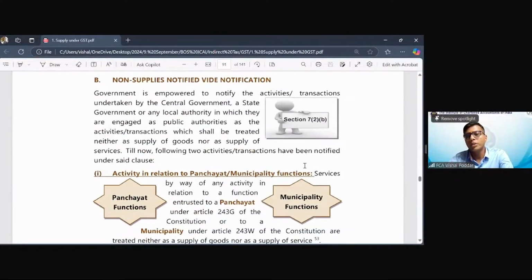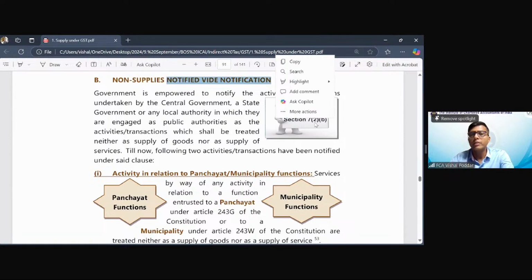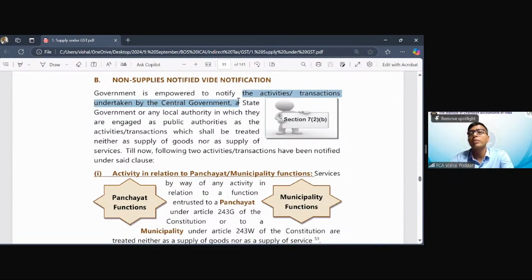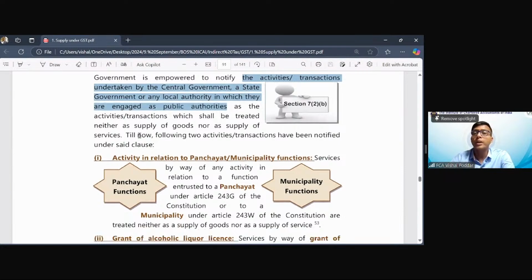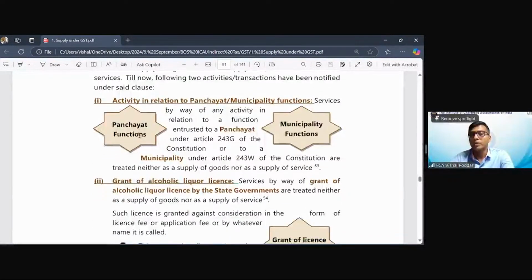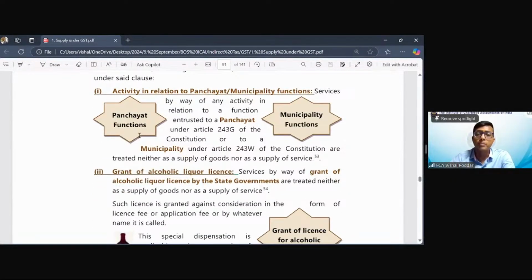Now, after Schedule 3, we go to the second item, which is no supply. It is the items which are notified by way of notification. This is covered in section 7(2)(b). And this mainly covers what? It covers the activities, transactions undertaken by the central government, state government, local authorities in which they are acting as public authorities. So now these transactions are not normal transactions. These are transactions which are only done by government as public authorities. Now, some of these transactions are put in this particular list. Hence, they are to be treated as no supply.